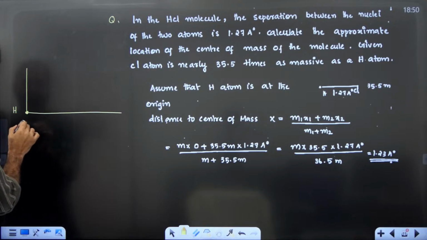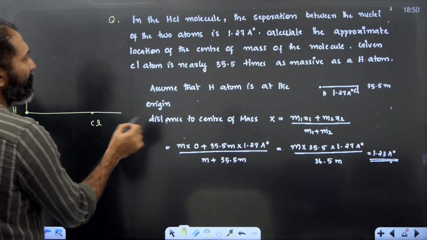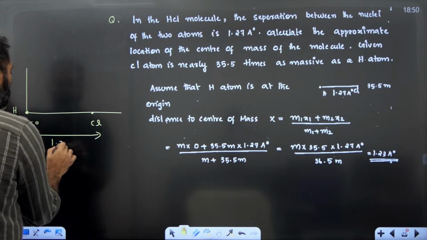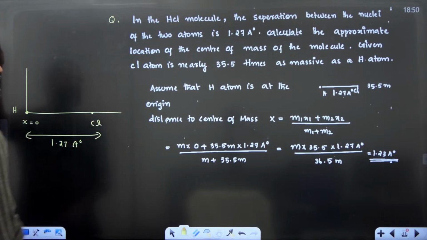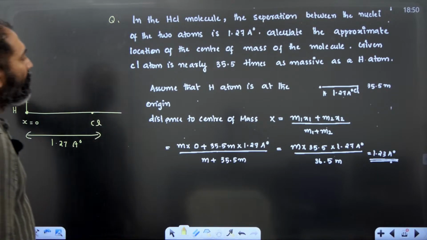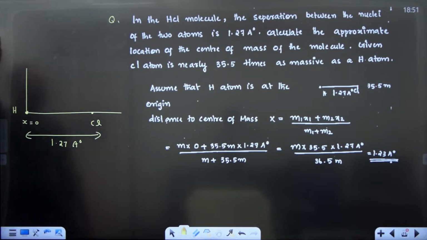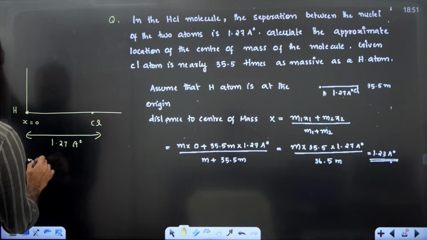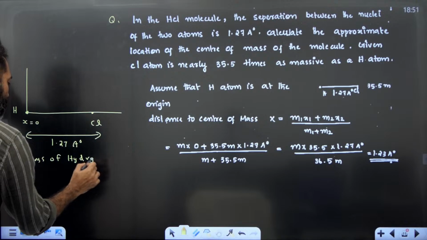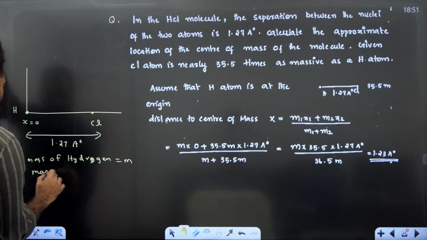So what will be the coordinate? x equal to 0. And chlorine is at a distance, separation is 1.27 angstrom. So what is the distance between hydrogen and chlorine? 1.27 angstrom. Calculate the approximate location of the center of mass. It is given chlorine atom is nearly 35.5 times as massive as hydrogen atom. So mass of hydrogen is equal to m.